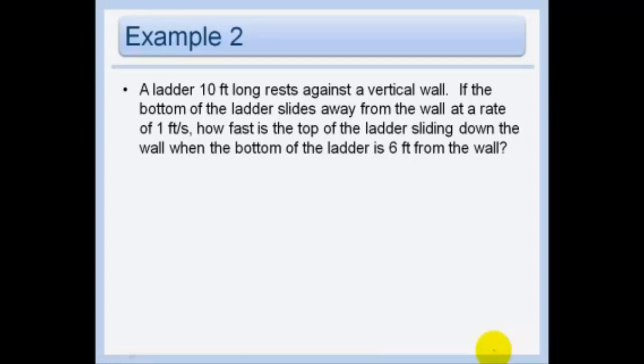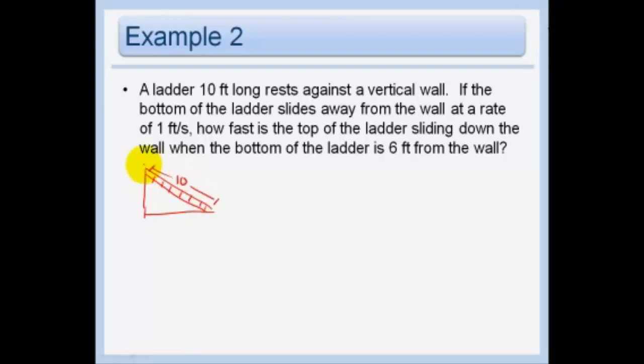Example 2 says that a ladder 10 feet long rests against a vertical wall. So let's draw a picture so we know what's going on. A ladder 10 feet long. So this ladder is 10 feet.